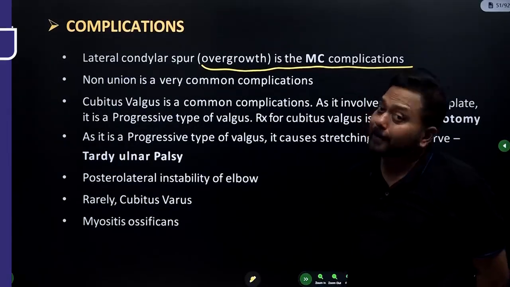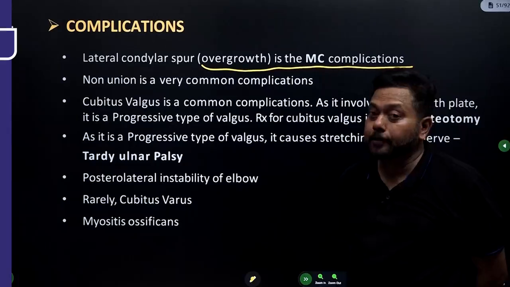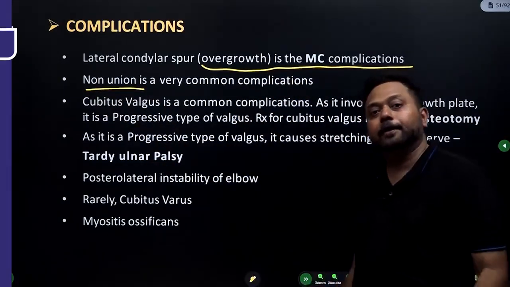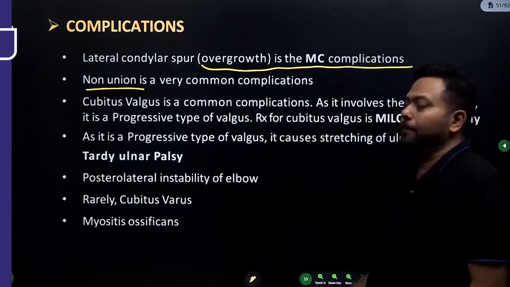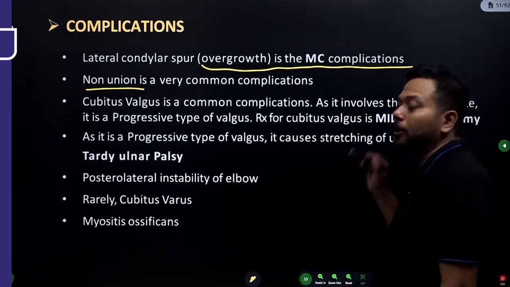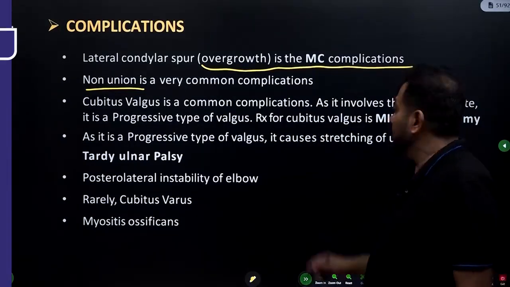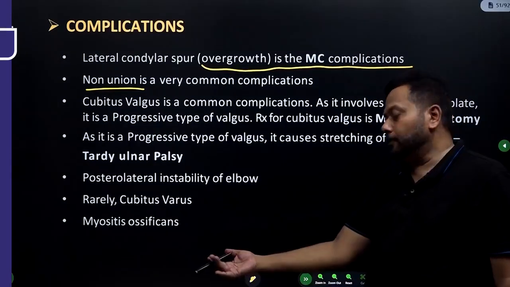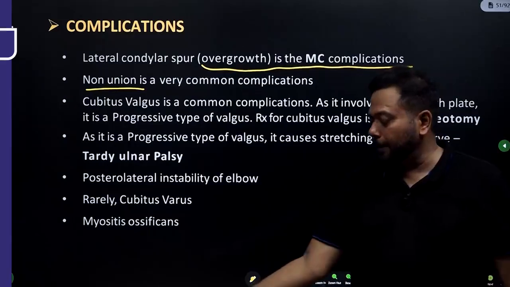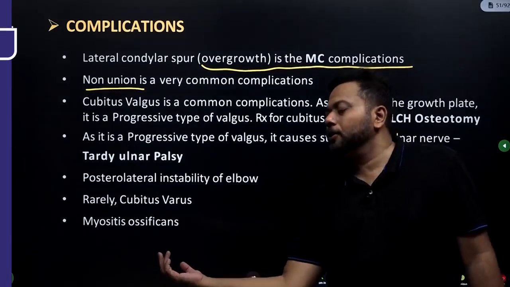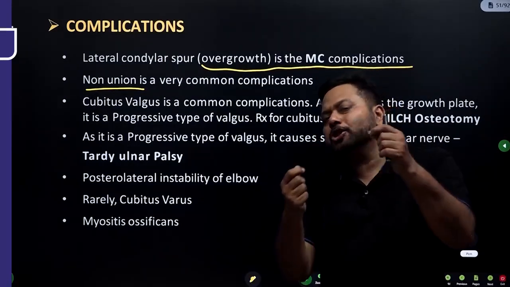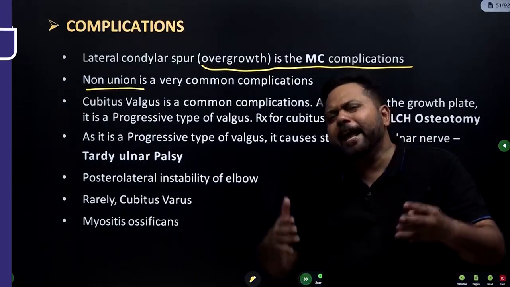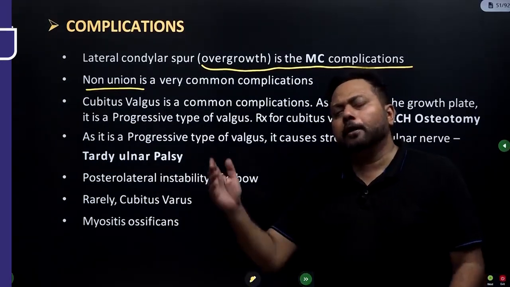Most common late complication of lateral condylar fracture is non-union. Supracondylar fracture it is malunion, lateral condylar fracture it is non-union. Cubitus valgus is also a common complication, right? As it involves the growth plate, every year the cubitus valgus worsens. This is valgus, this is varus. Slowly it starts stretching the ulnar nerve, so the ulnar nerve will go for palsy, but very late. So it's called tardy ulnar palsy.